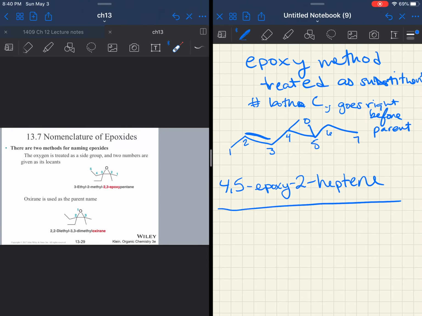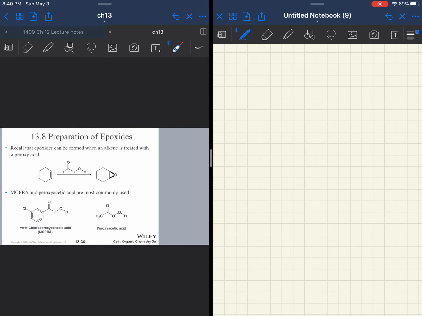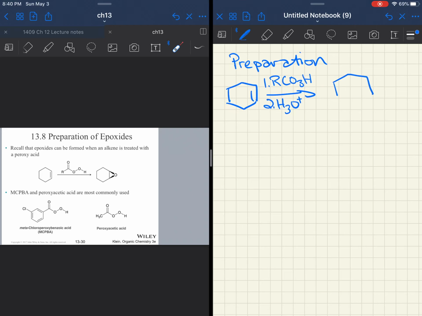So as always, make sure you do some nomenclature practice. For preparing epoxides, this is actually a reaction you already know. We just didn't take it apart. So when you take an alkene and you use a peroxy acid followed by H3O+, you actually already did this reaction, right? You know it makes an alcohol. The first step is actually making an epoxide.